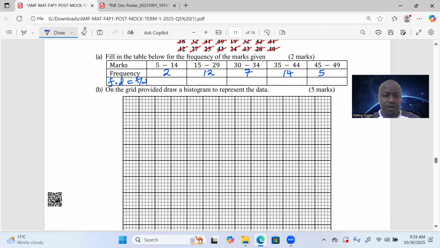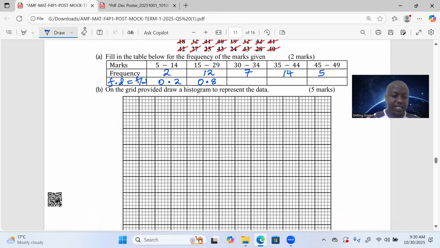So let's check. The first frequency is 2, and 2 shall be divided by the class interval. So we take the upper boundary of 14.5 minus the lower boundary of 4.5, giving us 10. So 2 over 10 shall be 0.2. Next, 12 divided by, we consider 29.5 as the upper boundary minus 14.5 as the lower, 15. So 12 over 15 gives us 0.8.